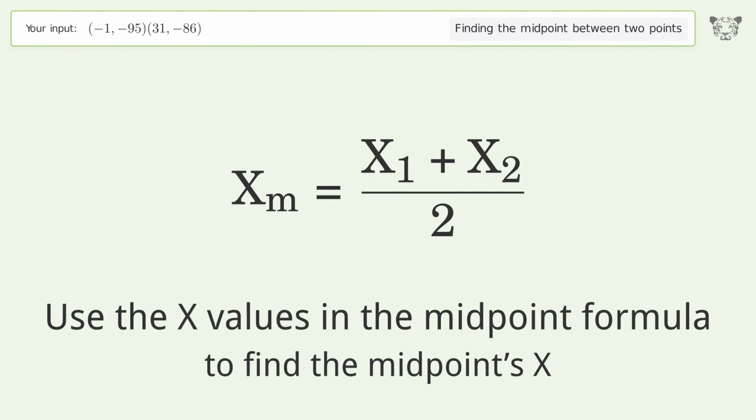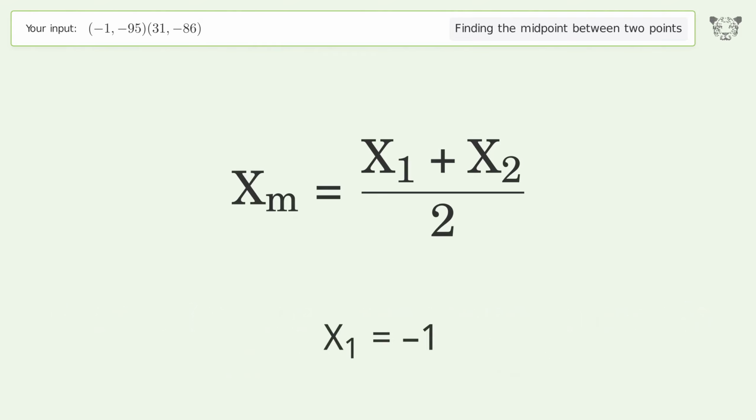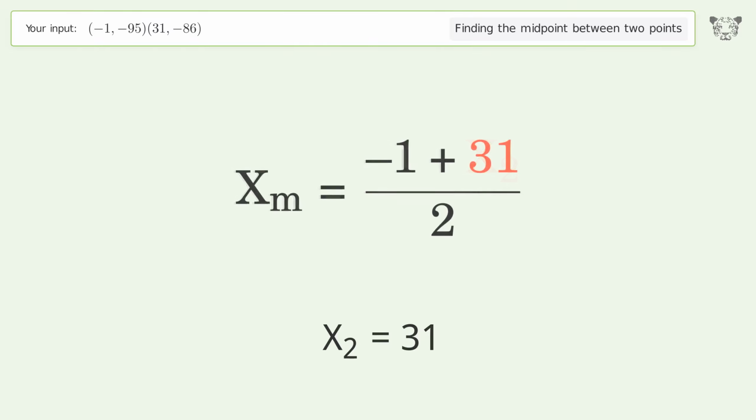Use the x values in the midpoint formula to find the midpoint's x. x1 equals -1. x2 equals 31. Simplify the arithmetic.